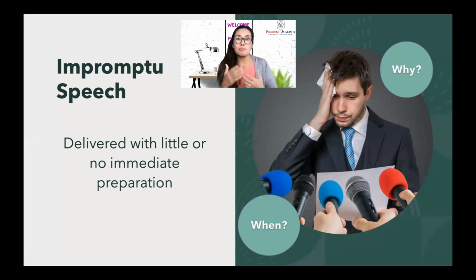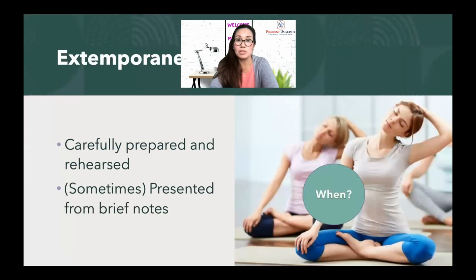in order to be able to present the message clearly. Considering that this type of speech does not have enough preparation, it is delivered with little or no immediate preparation. For example, if somebody is suddenly interviewed by a reporter and this person is not prepared with the answer, then he or she is going to give an impromptu speech.